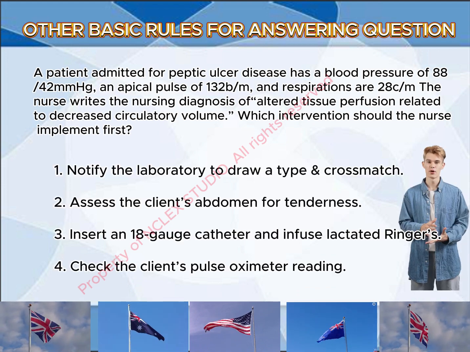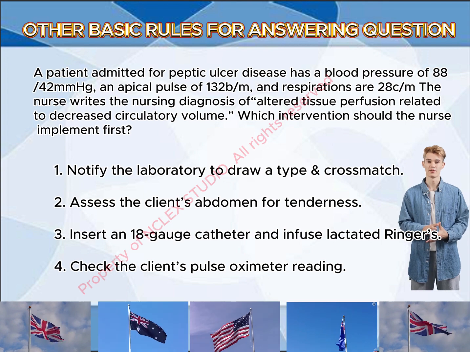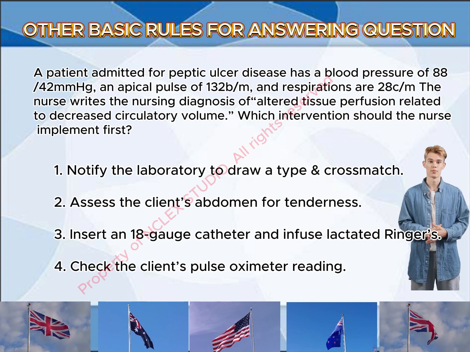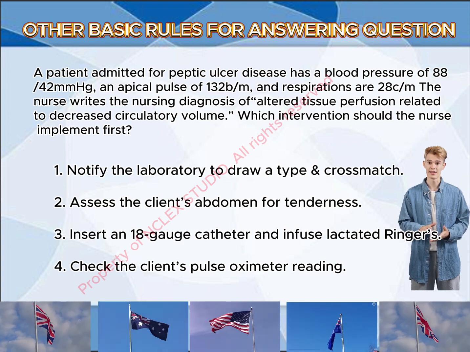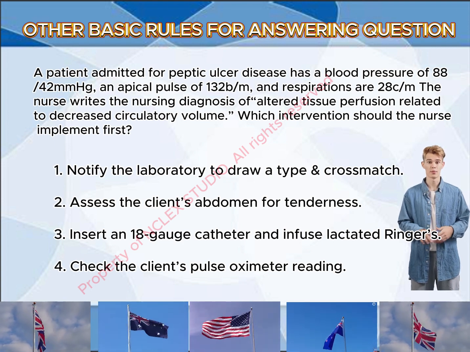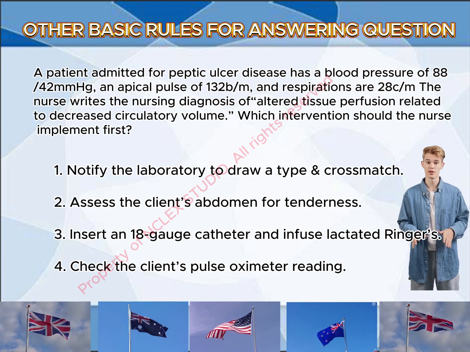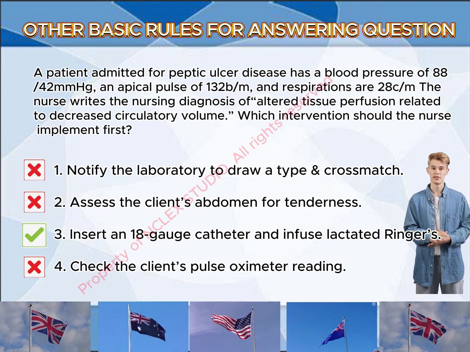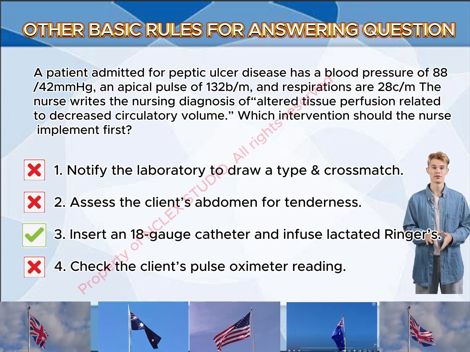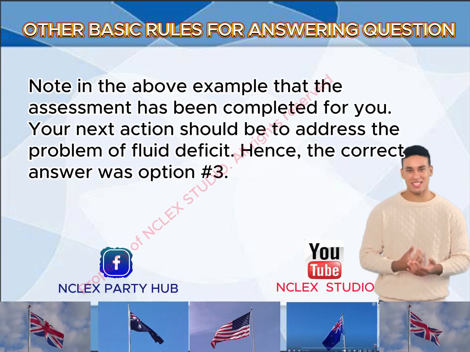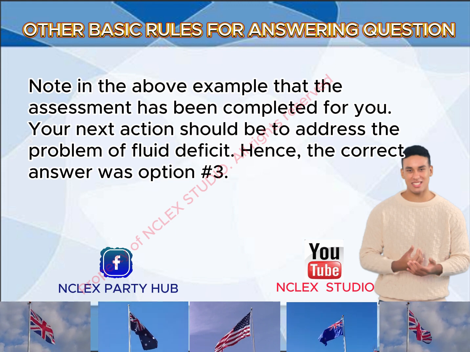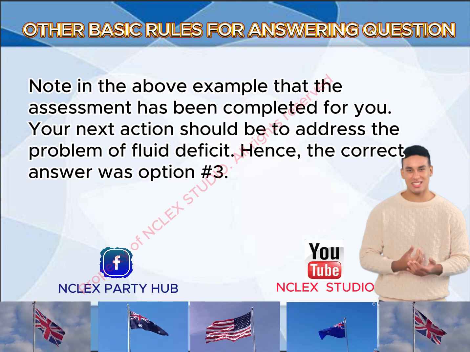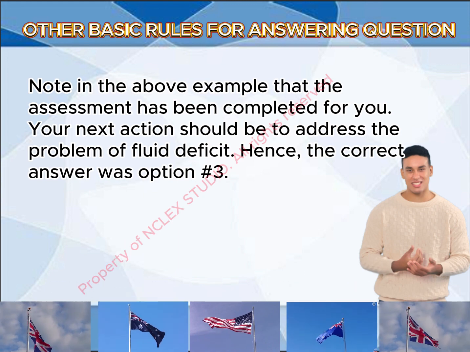Number 1. Notify the laboratory to draw a type and cross-match. Number 2. Assess the client's abdomen for tenderness. Number 3. Insert an 18-gauge catheter and infuse lactated ringers. Number 4. Check the client's pulse oximeter reading. The correct answer is option number 3. This intervention matches the diagnosis of altered tissue perfusion. Note in the above example that the assessment has been completed for you. Your next action should be to address the problem of fluid deficit. Hence, the correct answer was option number 3.